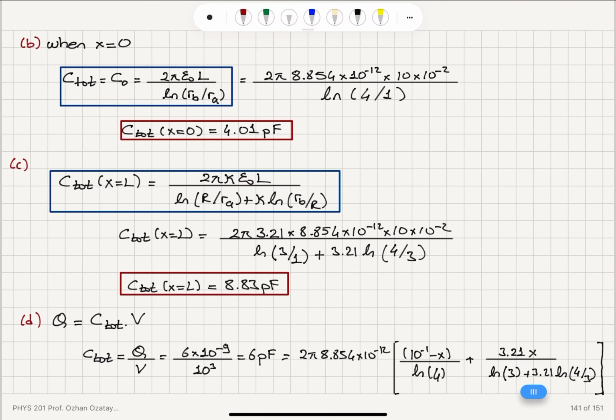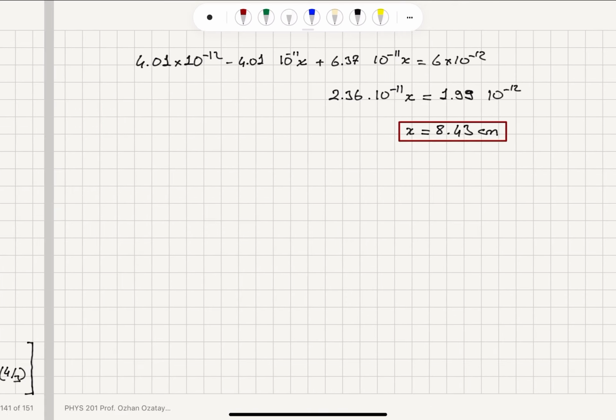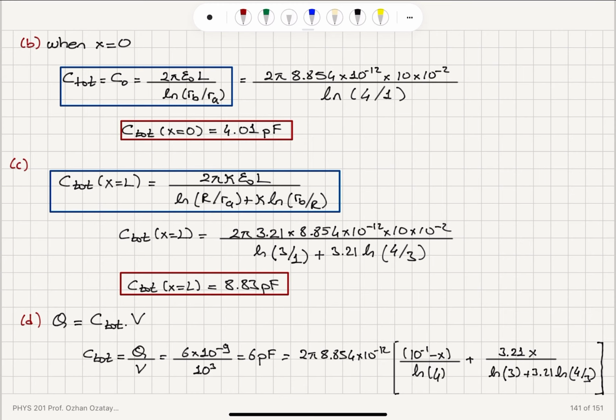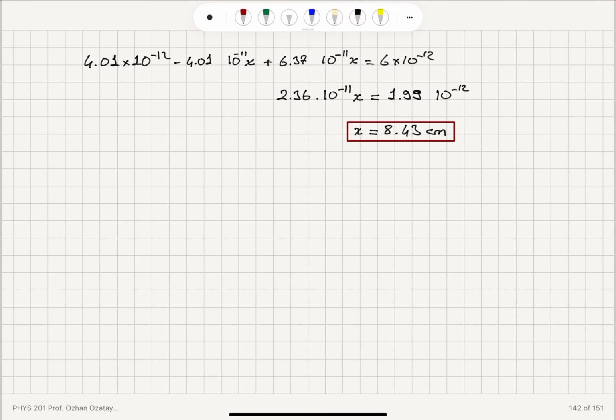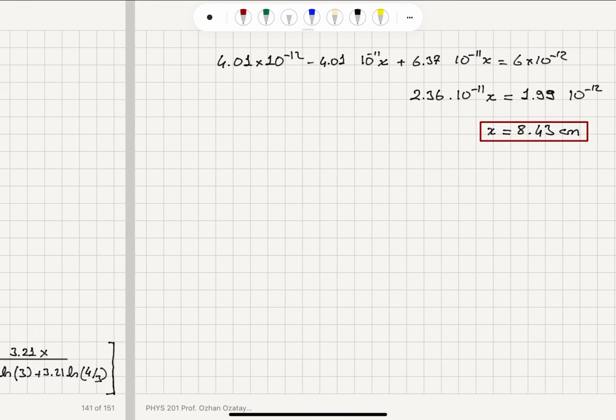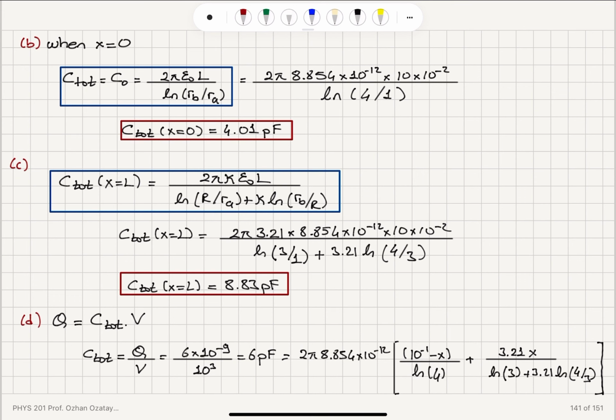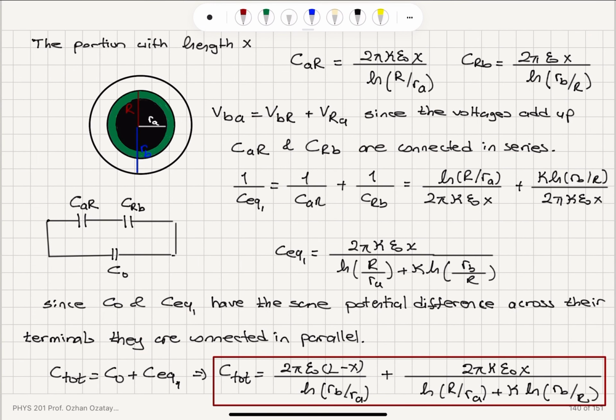So in order to obtain this much charge, I have to multiply the voltage with the total capacitance, and basically I find the capacitance I need, knowing the charge I'm aiming for, and this gives me 6 picofarads. I substitute that into the total capacitance, and plugging in all the numbers I solve for x, and the answer is 8.43 centimeters.